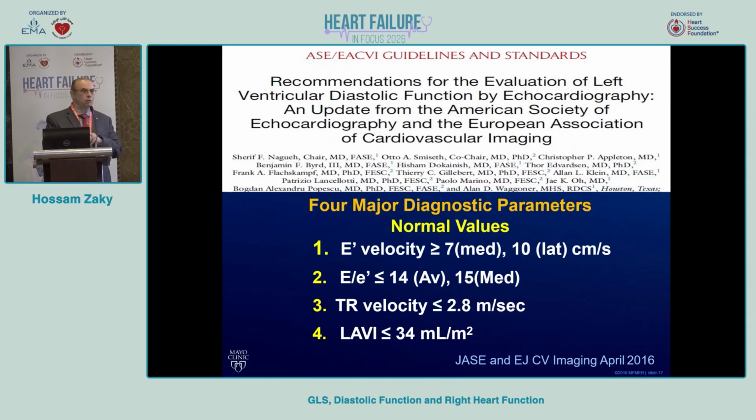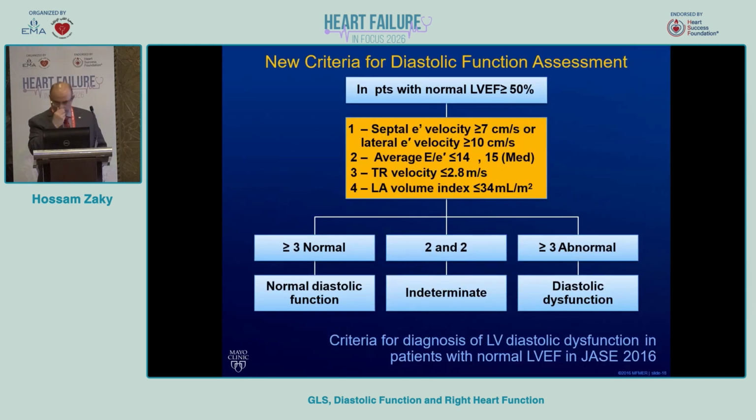This is very important because now we will start to train. So if the ejection fraction is normal, we start with the septal E prime velocity more than 7, or lateral velocity more than 10. This is for the normal ejection fraction, and the other three are for everybody. So the average E/E' ratio less than 14, and for the medial it is 15. TR velocity less than 2.8, and left atrial volume index less than 34. So if you have the three normal, this is a normal diastolic function. Diastolic function means normal filling pressure.